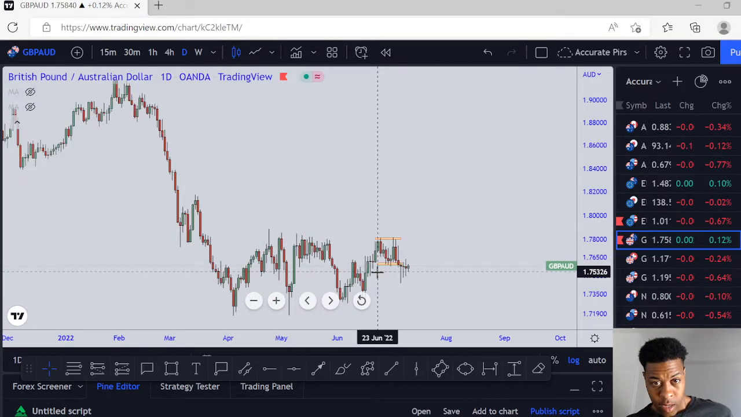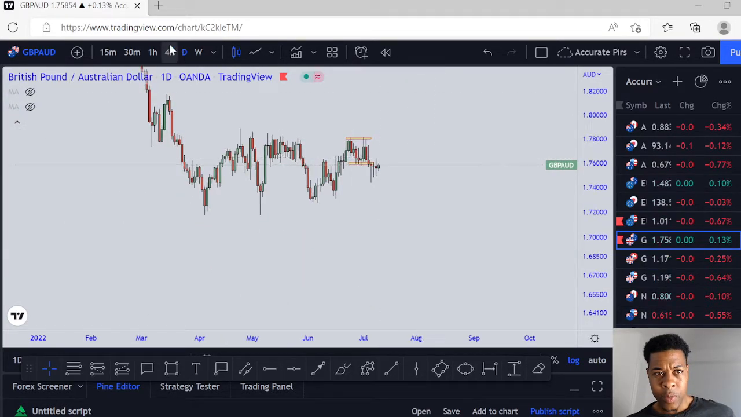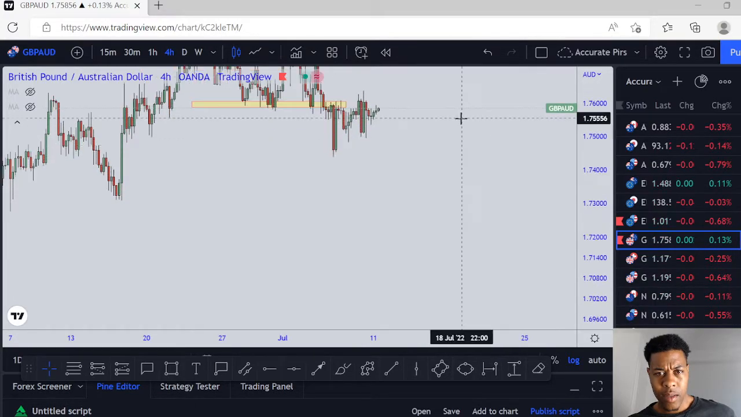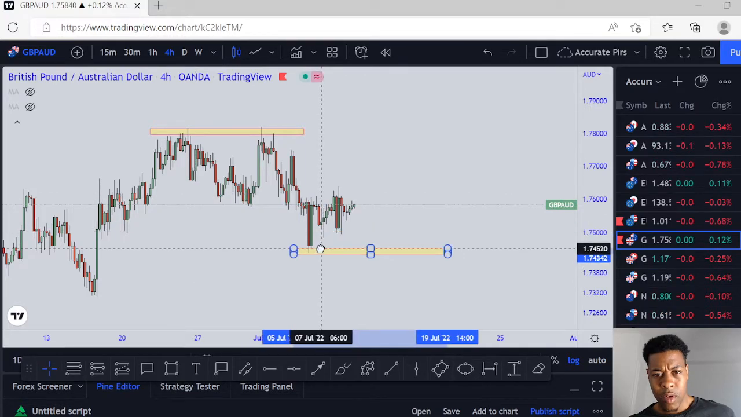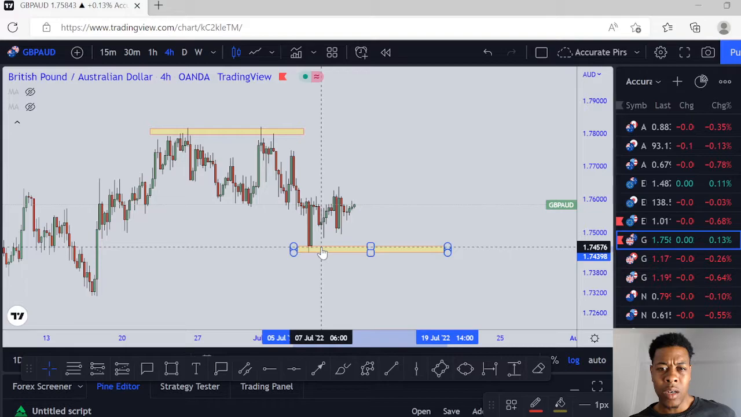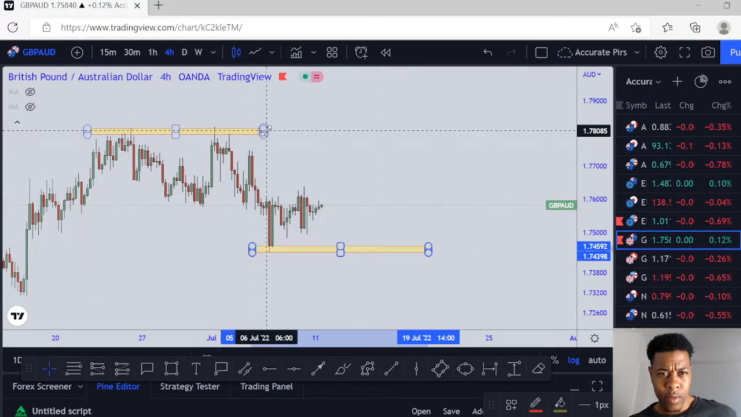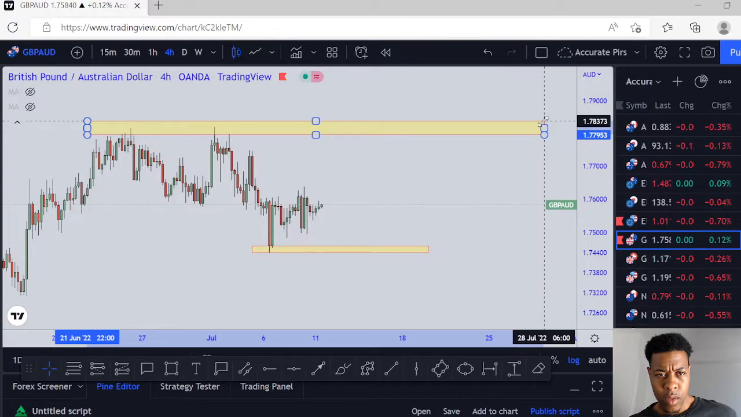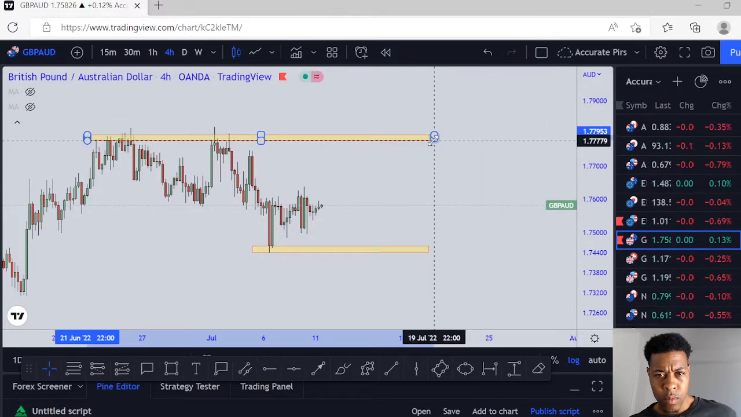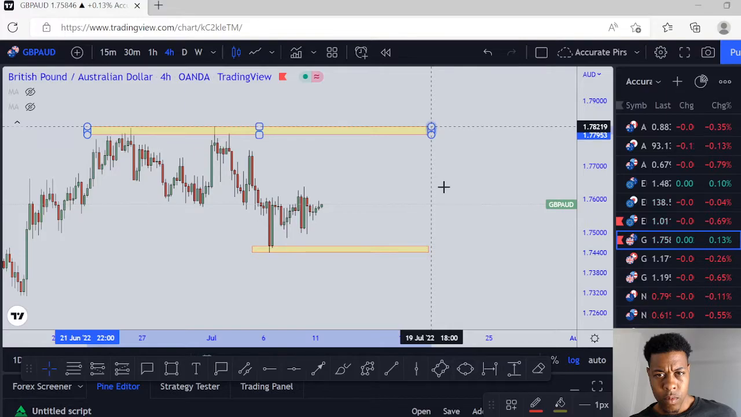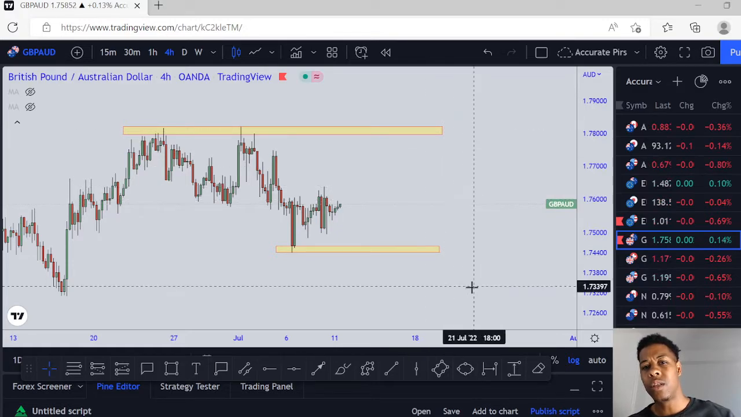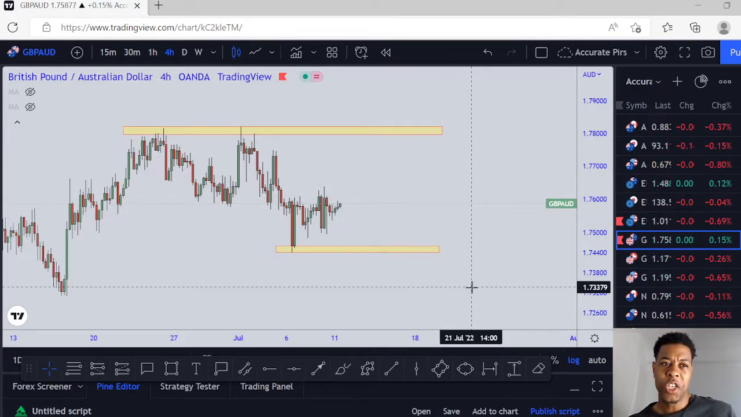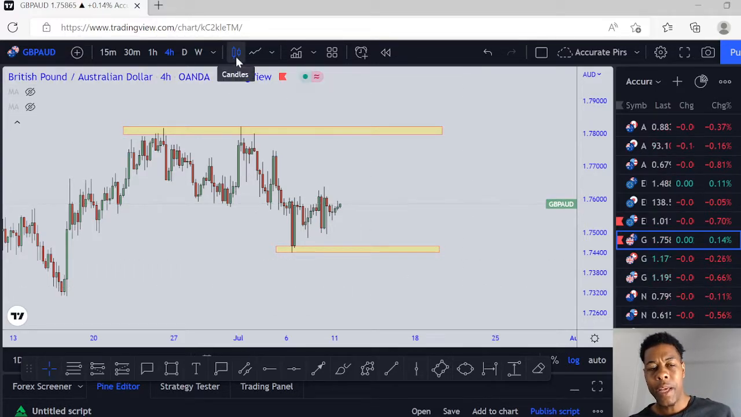GBP AUD, I'll be honest with you, I'm probably going to stay away from this pair this week. But this is going to be our new support level, so I'm going to put that as our new support level. I'm going to hold that as our new resistance and support level. So that's GBP AUD, and I'll be honest with you, I'm probably not going to take any trades on GBP AUD this week.